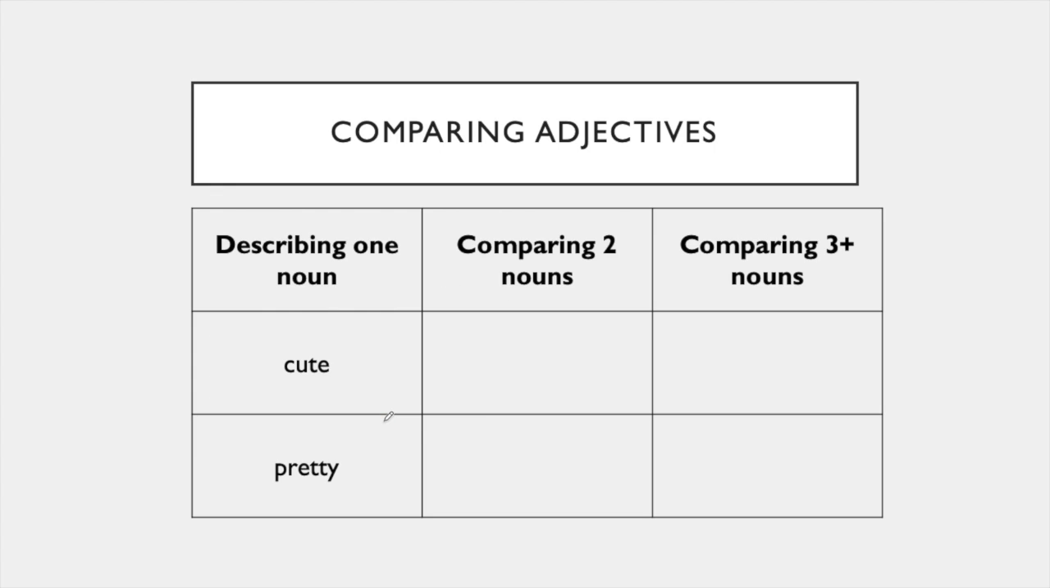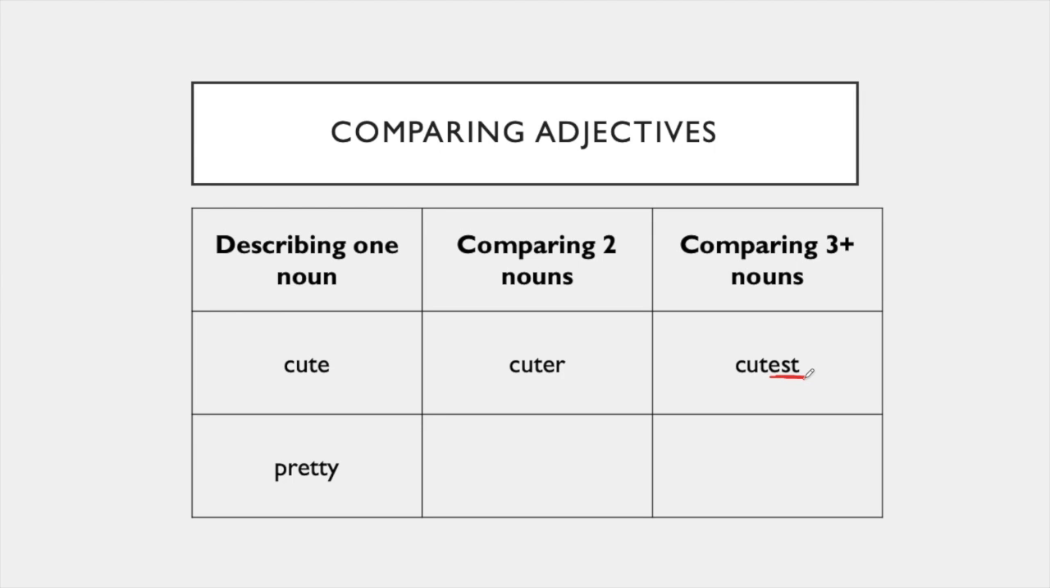Let's try a couple more. We have the adjective cute, which would describe one noun. If we are comparing two nouns, cute is cuter. We add the er to the end. If we are comparing three or more nouns, cute becomes cutest, and we add the est to the end. The bunny is cute. The bunny is cuter than the cat. Out of the bunny, the cat, and the turtle, I think the bunny is the cutest.